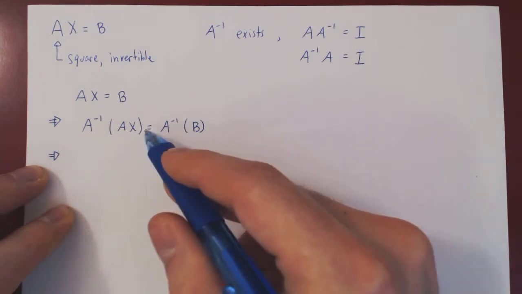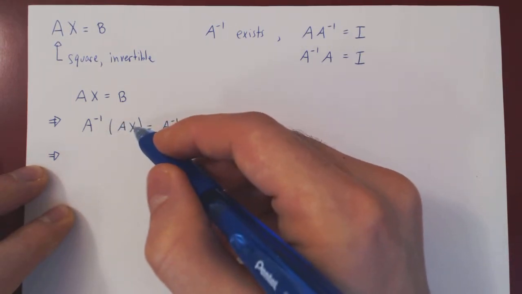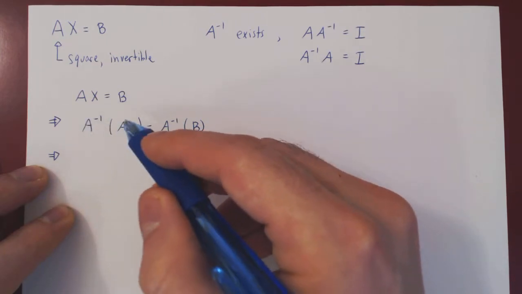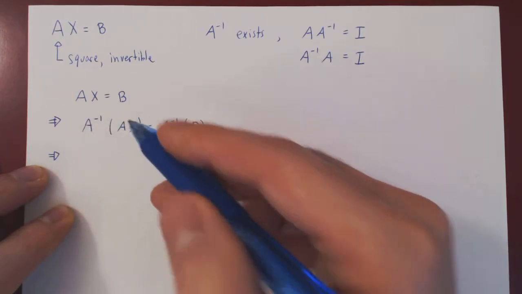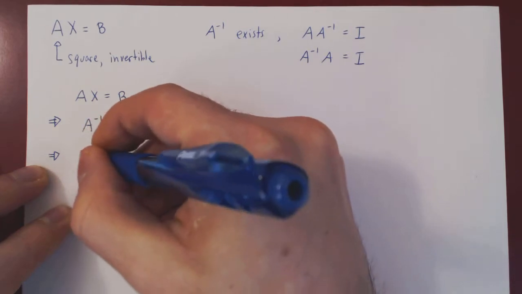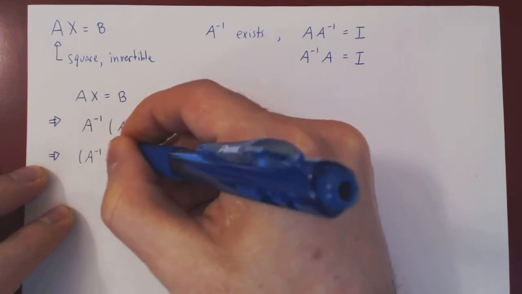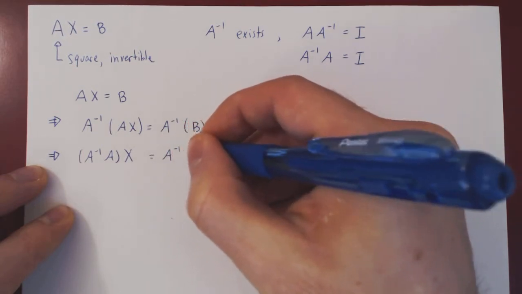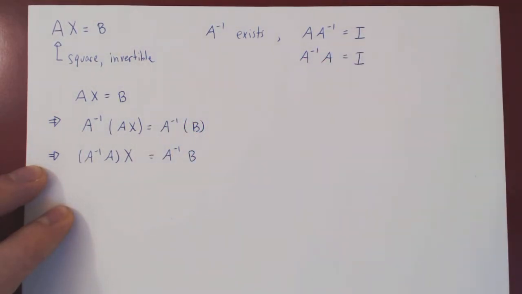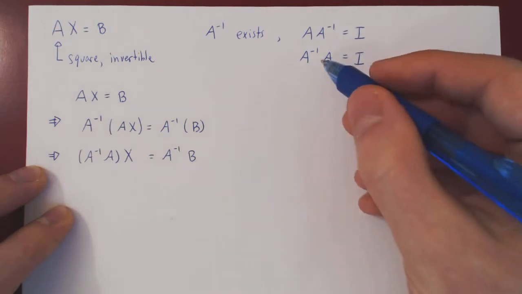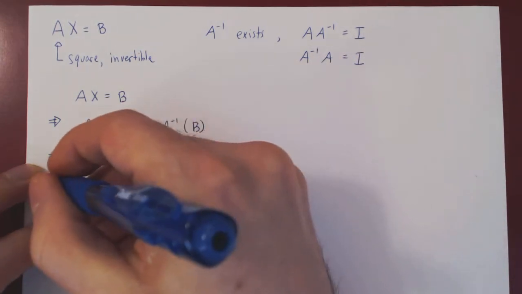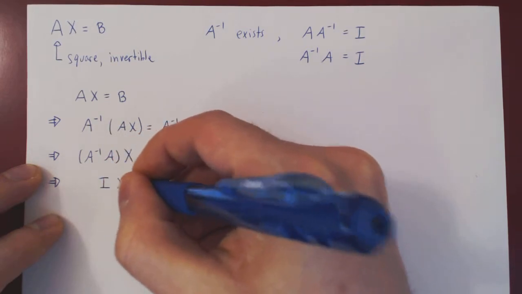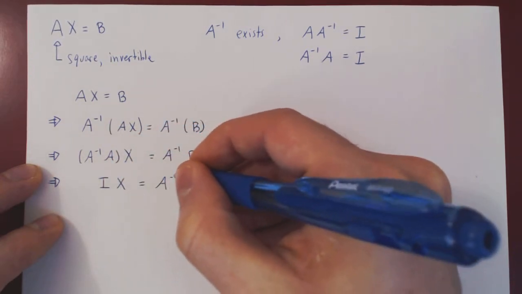Well, now, multiplication is associative, right? So we're doing A times X first, then times A inverse, but we can do first A inverse times A, and then multiply X on the left by associativity of multiplication. But A inverse times A, this is simply I, so we get I times X equals A inverse B.